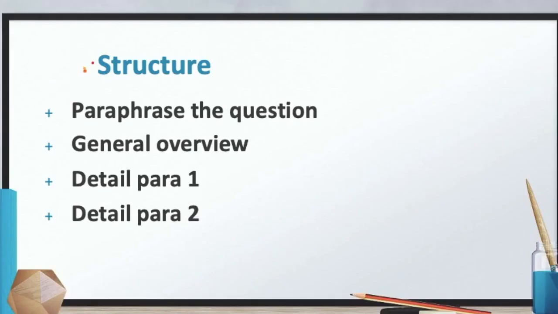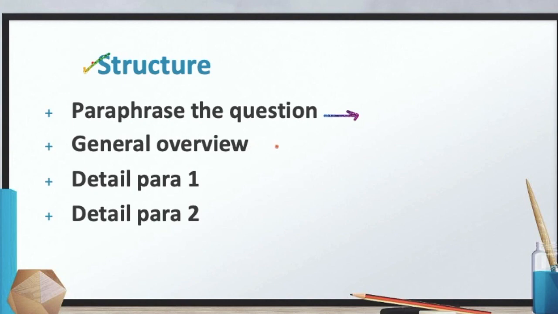Now the structure of a line diagram. The first thing you do is you paraphrase the question. So you try and write the question in a different set of words, provided that the meaning of the question does not change. So it is basically the question statement that we are talking about.